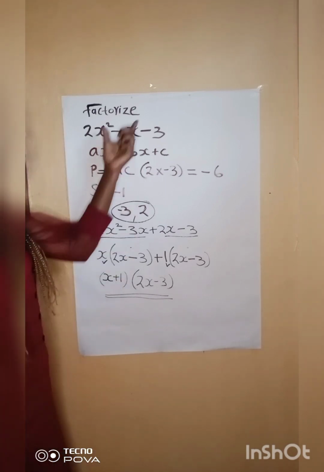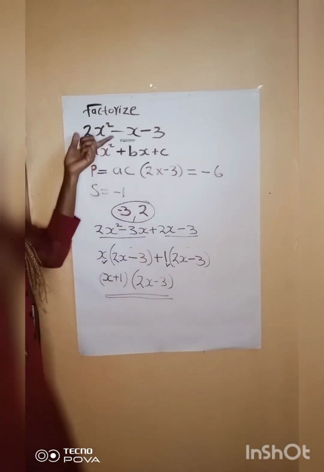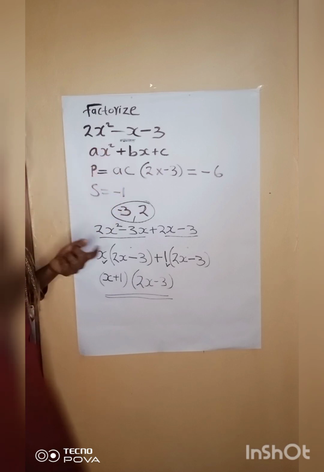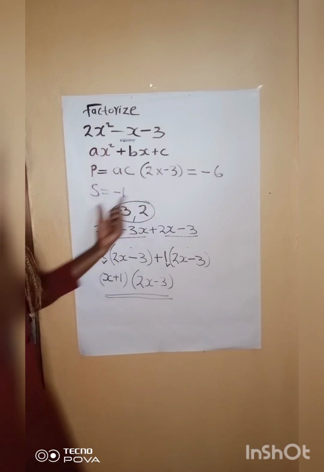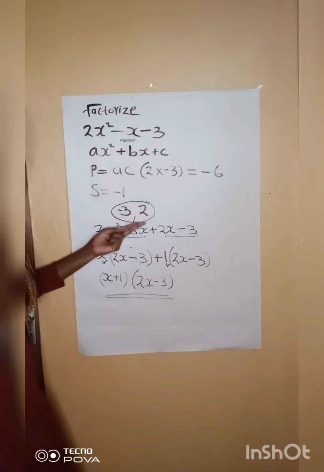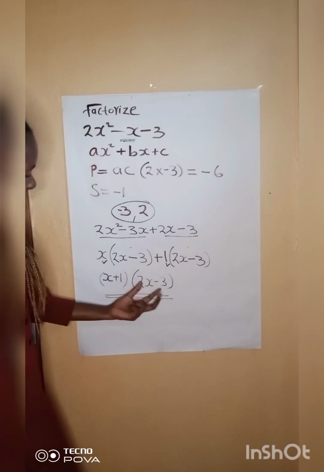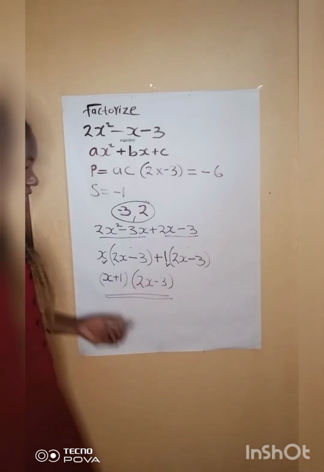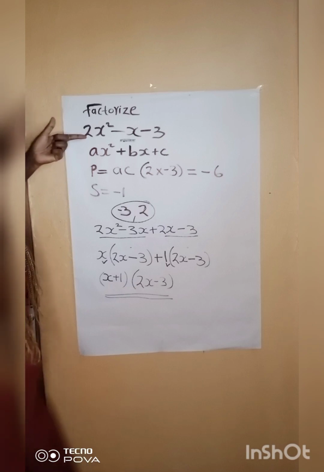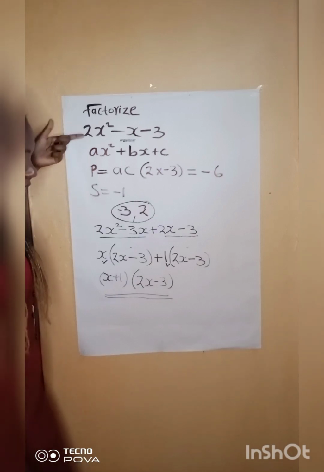So if you are told to factorize, just write your expression in this form, and then you get the product and the sum. After that, your two numbers will replace the value of b here, and then you put them into brackets and you end up with your answer here. And if you try to expand this one, you'll get back to your first expression here.